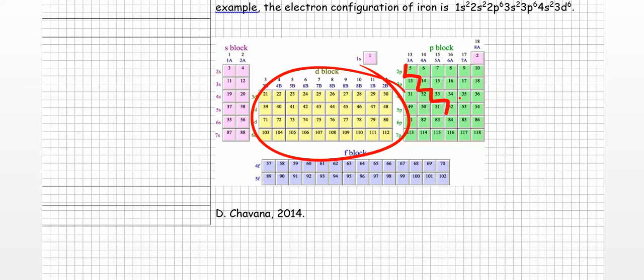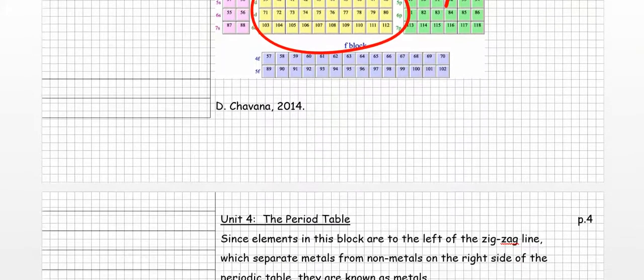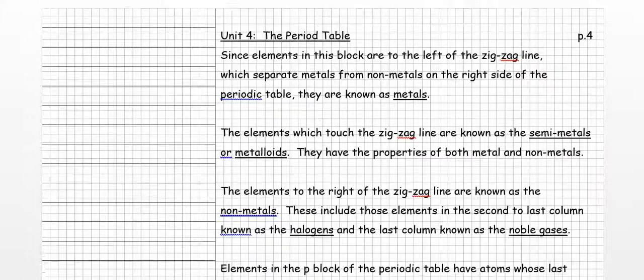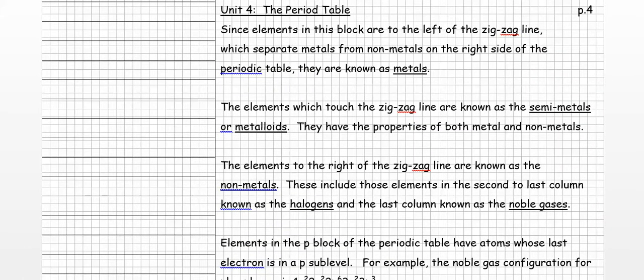But the point is that because it's to the left of that zigzag line, these are metals, and we call them transition metals if they're in the D block. Now the elements which touch the zigzag line are known as the semi-metals or the metalloids, and they have the properties of both metals and nonmetals.